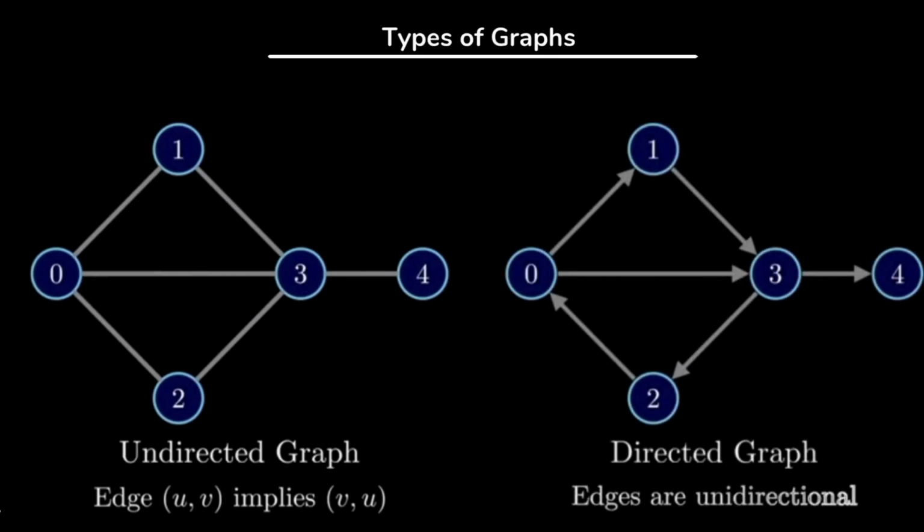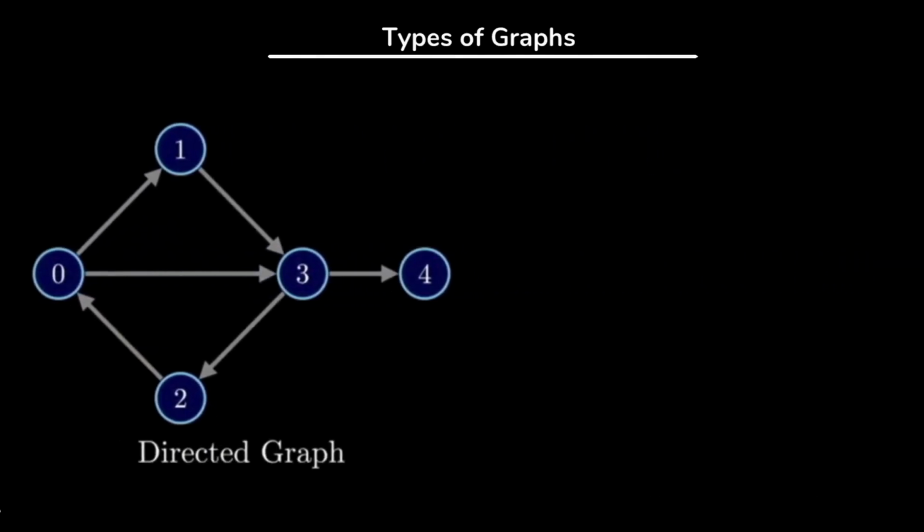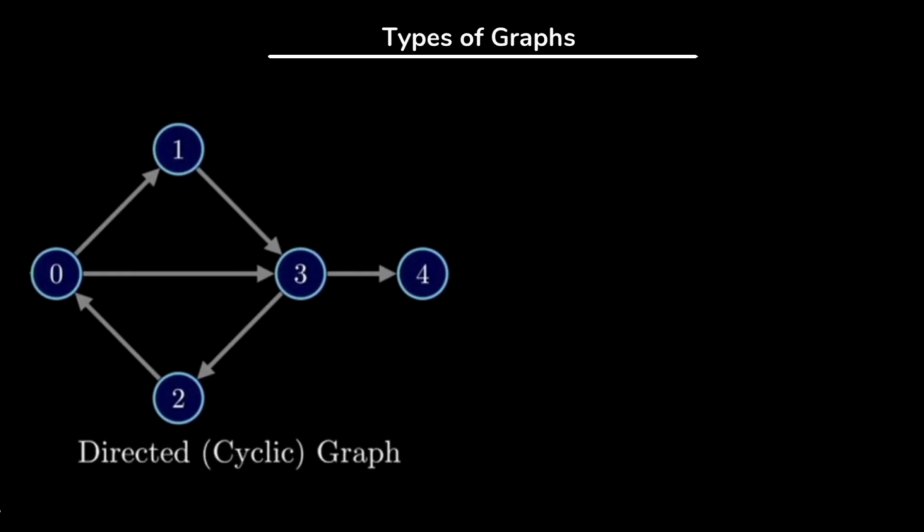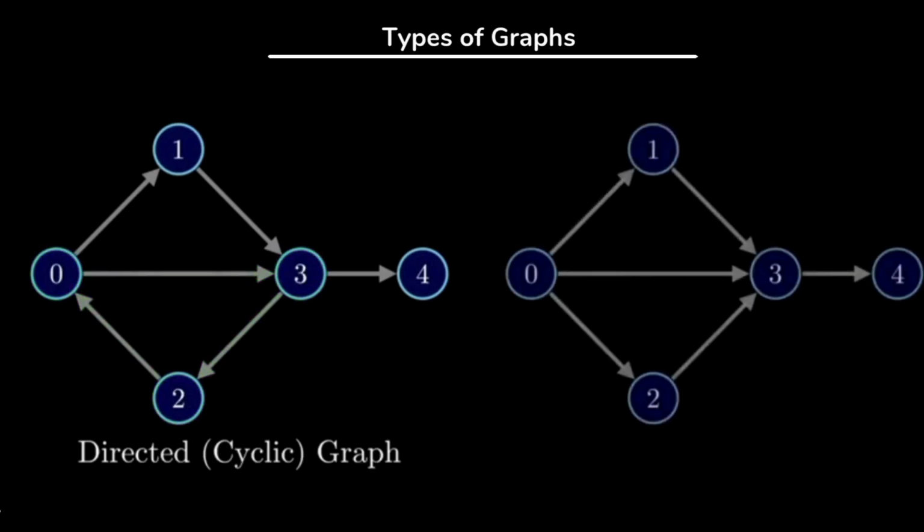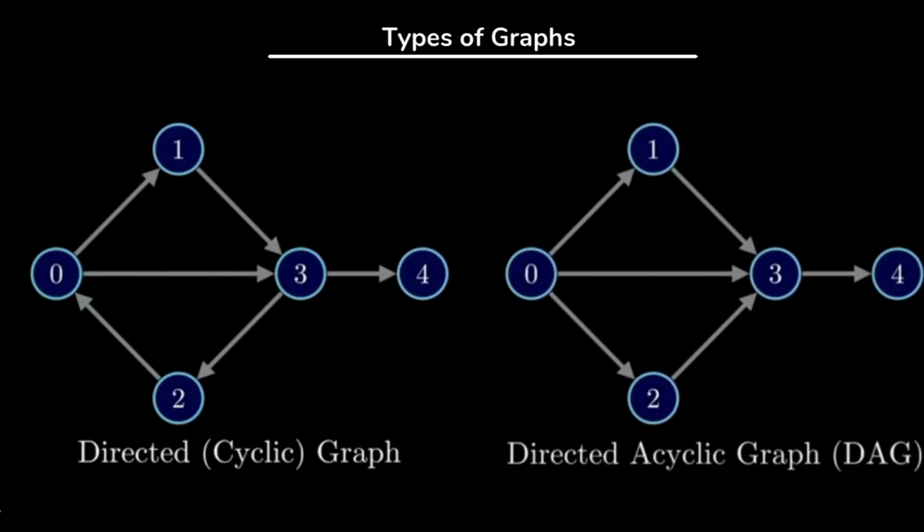Directed graphs also have their own classes. This particular graph has a cycle, so we can be more specific by referring to this graph as a directed cyclic graph. On the other hand, if a graph is directed and contains no cycles, we refer to that specifically as a directed acyclic graph, which is a specific subset of graphs that has been studied quite rigorously since they show up in all sorts of interesting problems.